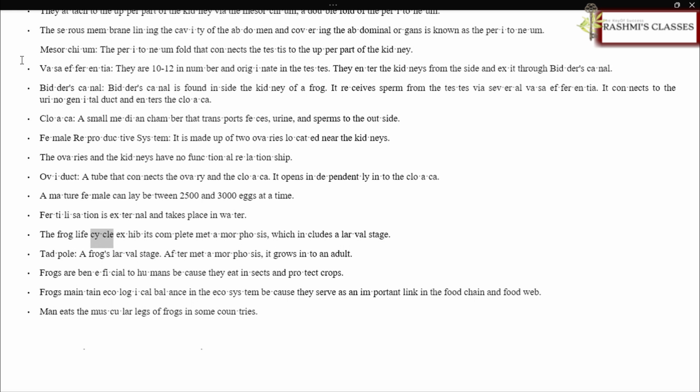The frog life cycle exhibits complete metamorphosis, which includes a larval stage. Tadpole, a frog's larval stage. After metamorphosis, it grows into an adult. Frogs are beneficial to humans because they eat insects and protect crops. Frogs maintain ecological balance in the ecosystem because they serve as an important link in the food chain and food web. Man eats the muscular legs of frogs in some countries.